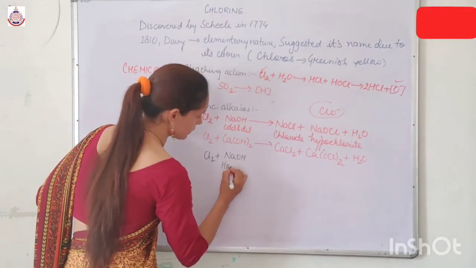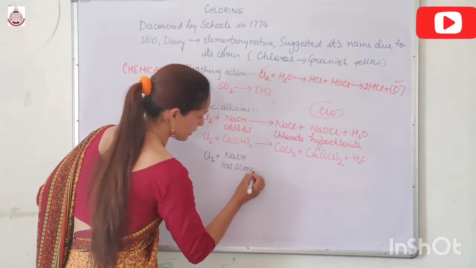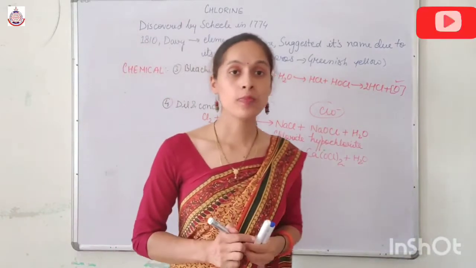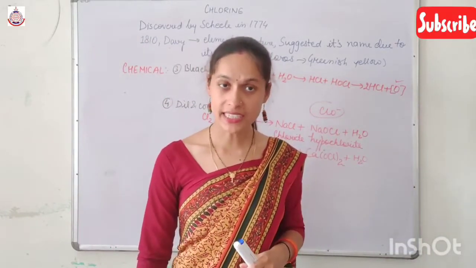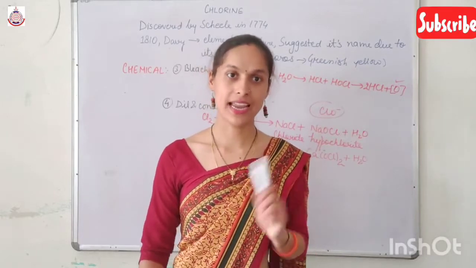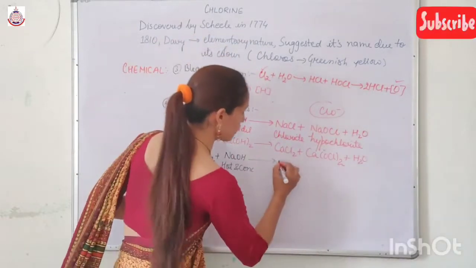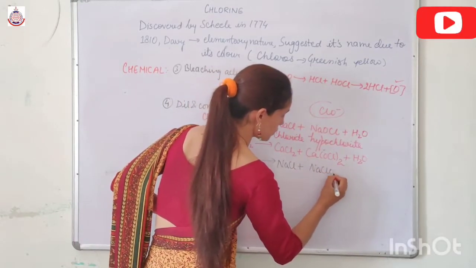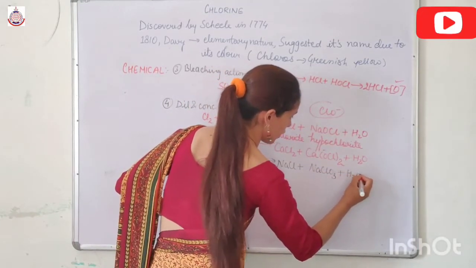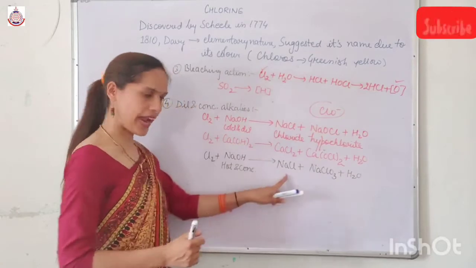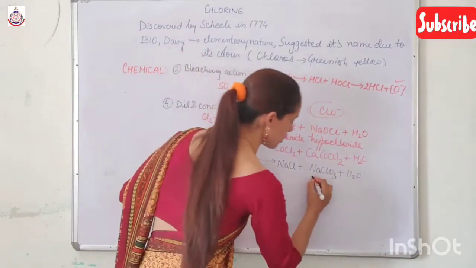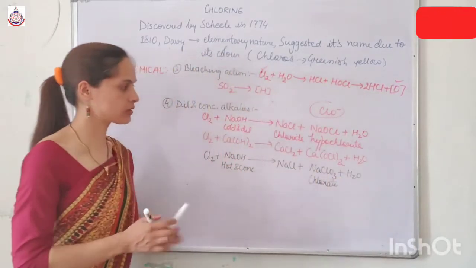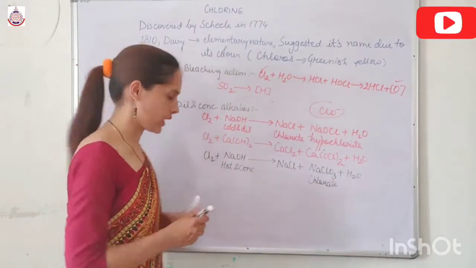But when it reacts with hot and concentrated alkali, then it forms a mixture of chloride and chlorate. So here it forms NaCl plus NaClO3 plus H2. So this one is chloride and this one is chlorate.